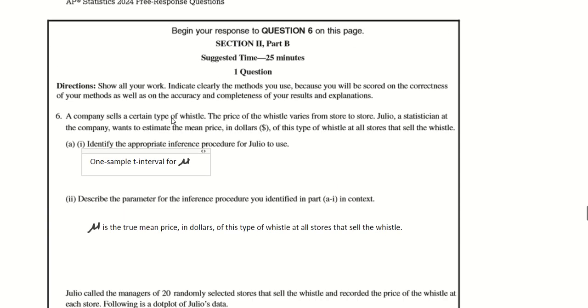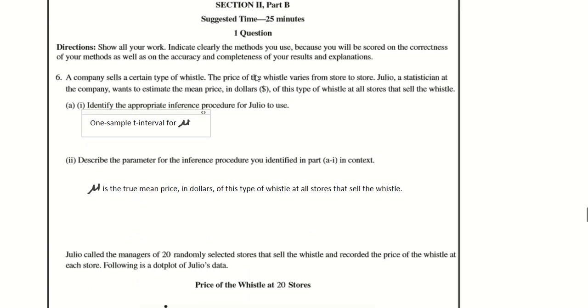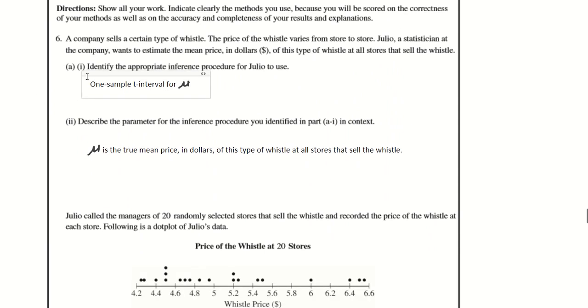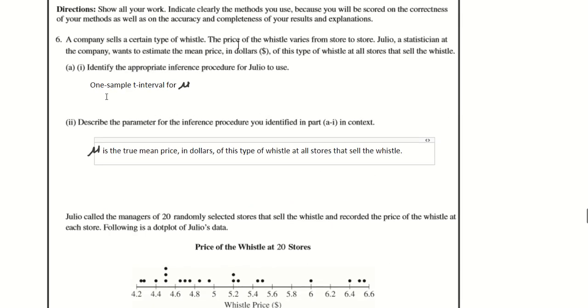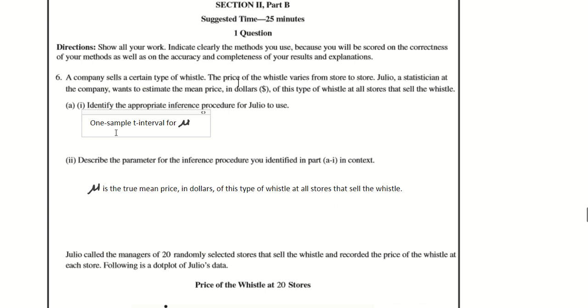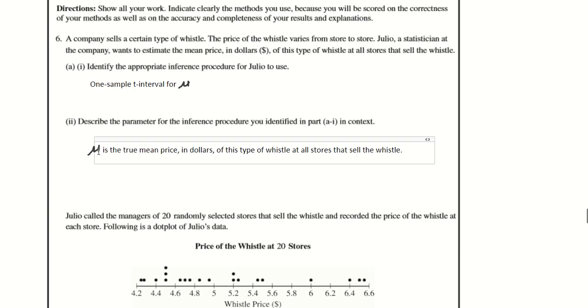And moving on to the final FRQ question, question number 6. Again, pause the video if you want to read the whole question. So the answer to the first part of question 6, we will be doing a 1 sample t interval for mu, and mu, which is our parameter, is the true mean price in dollars of this type of whistle at all stores that sell the whistle.